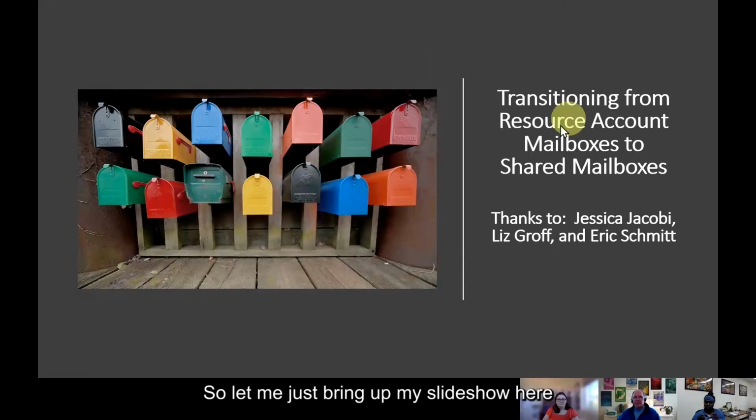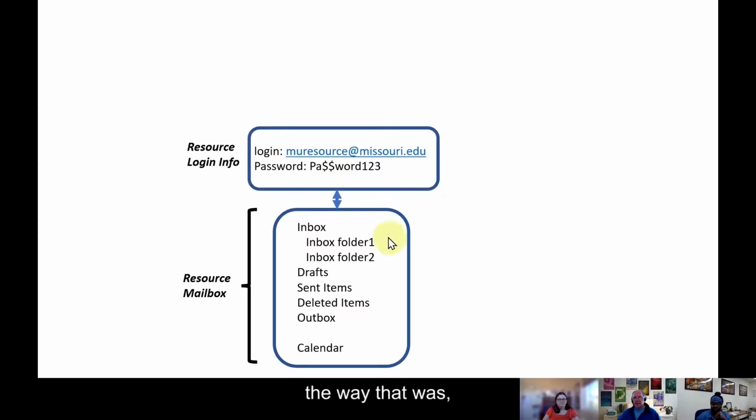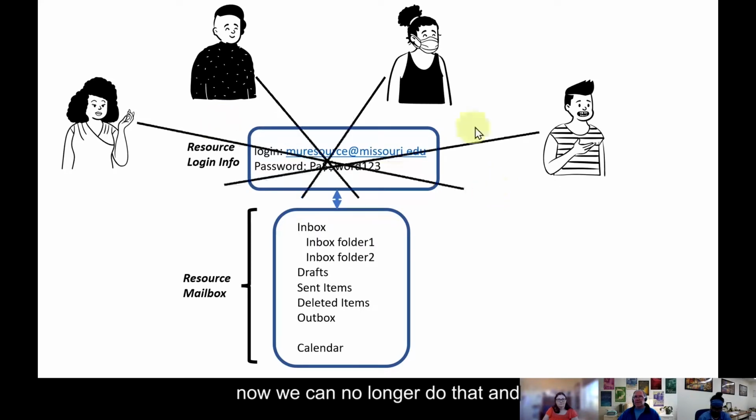So let me just bring up my slideshow here, and then we'll get into a demonstration. Again, a resource mailbox looks like a typical mailbox, but on the front end, we had some kind of email address with an associated password, and we passed that information around to various people around the department or college. But that's not really a secure way to do it. With multi-factor authentication now, we can no longer do that because of security issues.